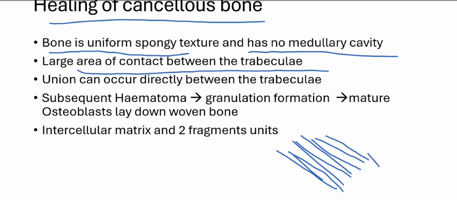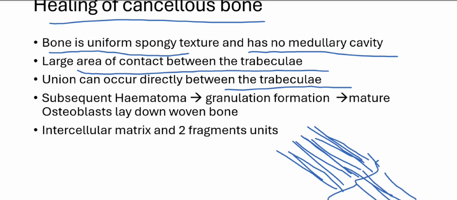So union can directly take place between these trabeculae. So union will take place directly between the trabeculae. If this is the fracture, union will directly, like this, take place between the trabeculae.